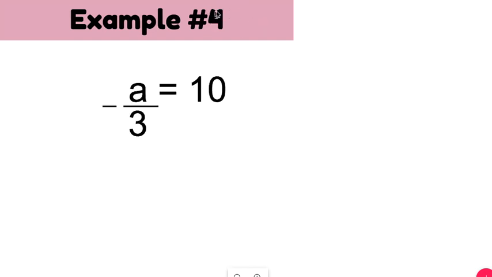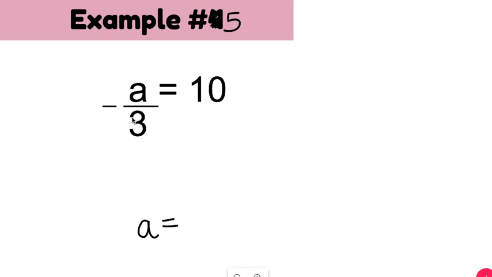Let's look at this example. Call this number 5. Remember step 1, simplify. Nothing to simplify. Step 2, remember our goal. I want A by itself. I've got to get A. Step 3, undo addition. I have none. Step 4, undo multiplication. Undo multiplication by multiplying by the reciprocal. Remember, we don't want to get rid of the A.